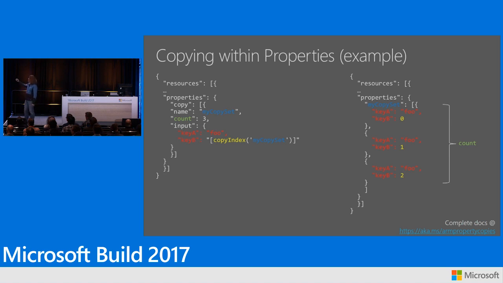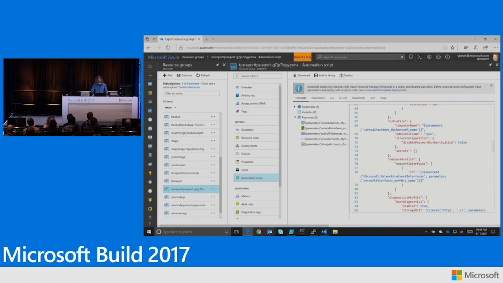And so when you look at what we compile or expand this template into, you'll see that we have a copy set with key A the same way each time, key B using the copy index, the 0-based index for the 3 different copies, and we have the count number of elements in that set. So let's take a quick look at a more practical example, namely how to do this with data disks.